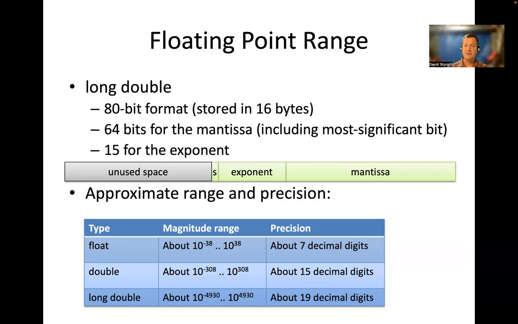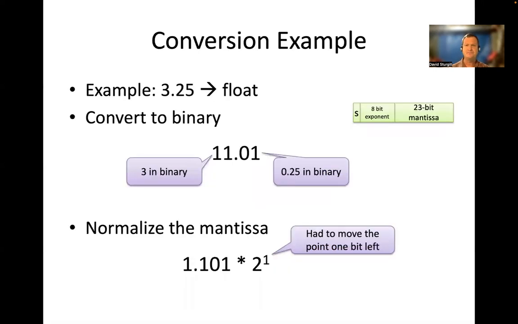For double precision, you get about 15 digits of precision and a much bigger range, from around 10 to the negative 300 up to 10 to the positive 300. Long double has even more range and 4 more decimal digits of precision. So we've learned how to do this representation.